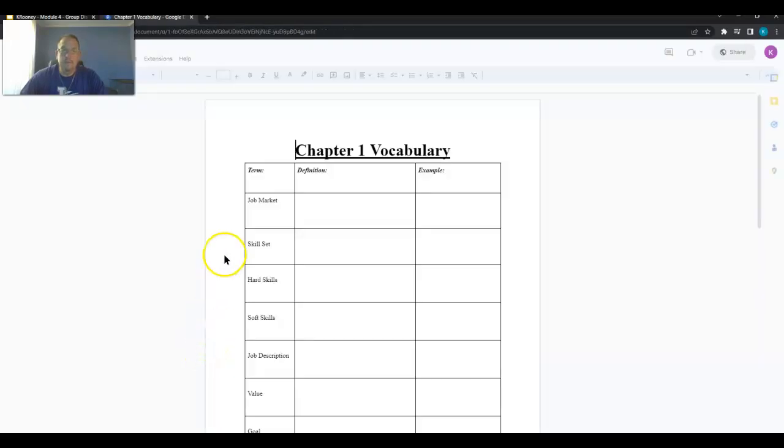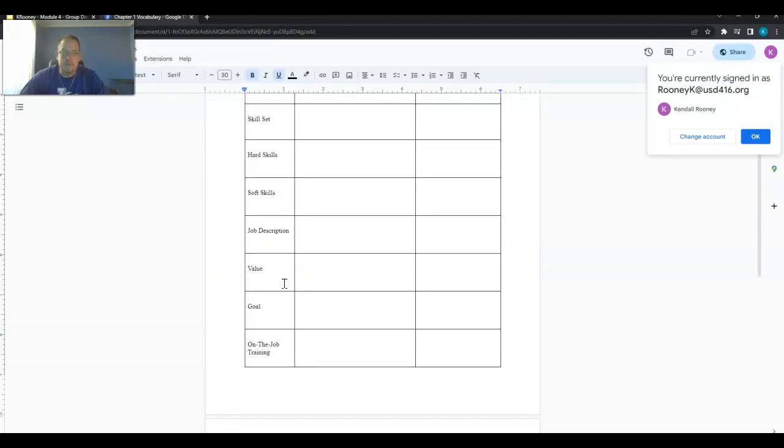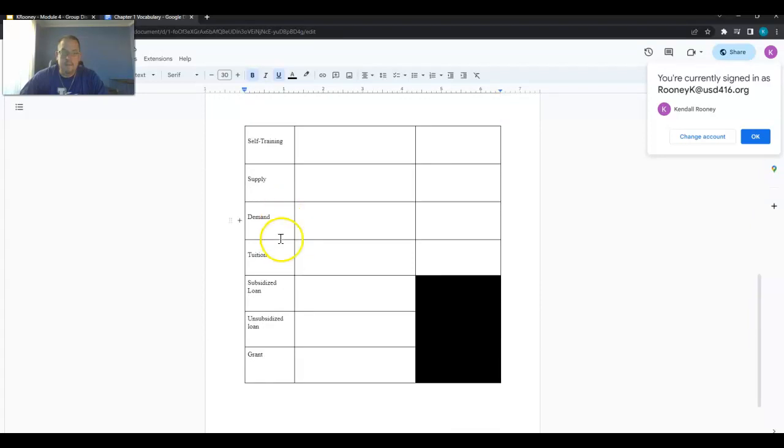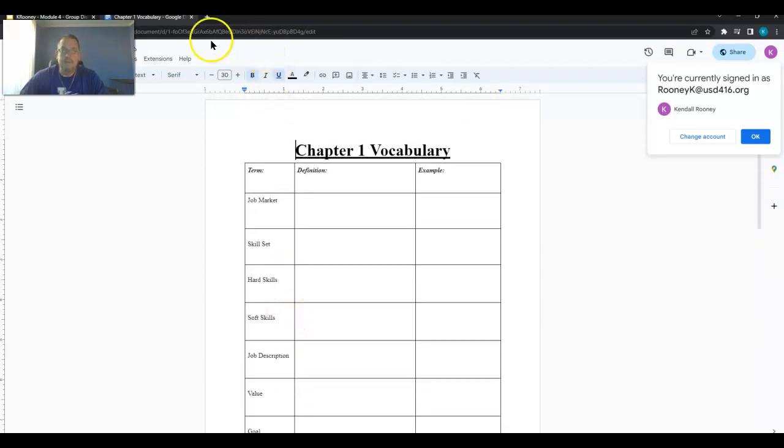This is an example of the terms we'll be using. This is from personal consumer finance, so job market, skill set, hard skills, soft skills, job description, supply and demand, tuition, subsidized loans, different things along those lines.